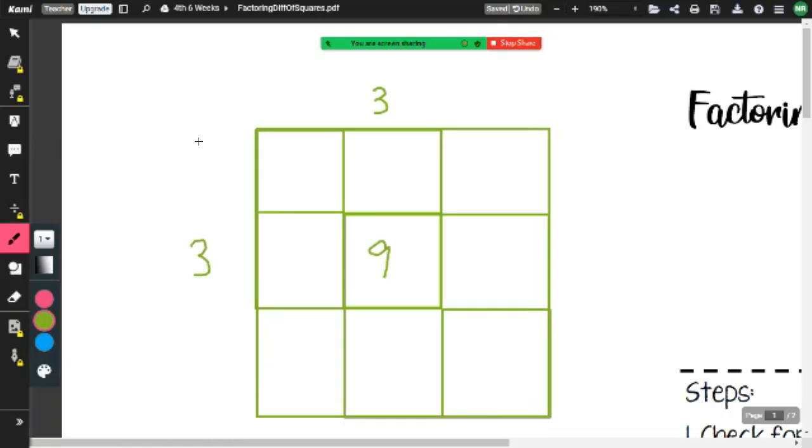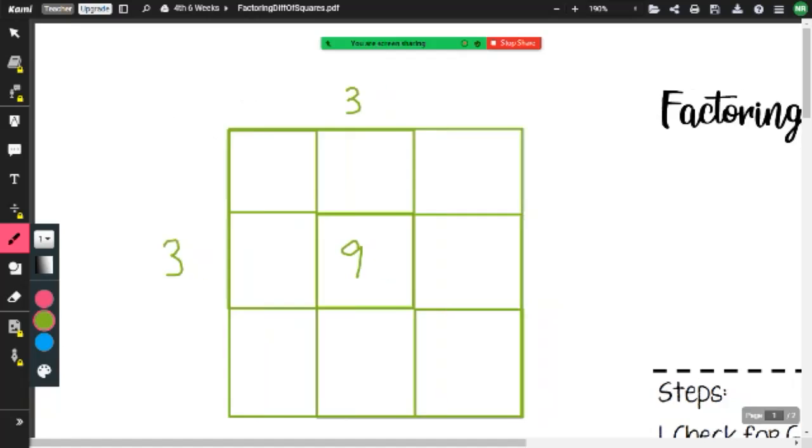So how do you get a perfect square? When you multiply what? The same number times itself. 3 times 3 is 9. 4 times 4 is 16, a perfect square. 5 times 5 is 25, a perfect square. 6 times 6 is 36, also a perfect square, because you are multiplying the same number times itself. Everybody understand now where we get the word perfect square?